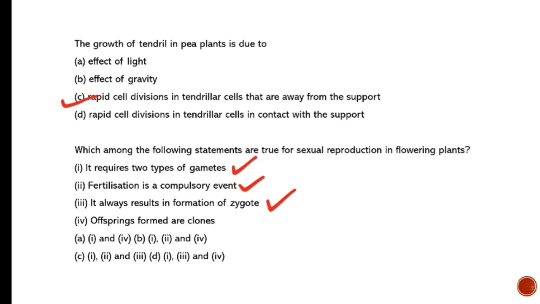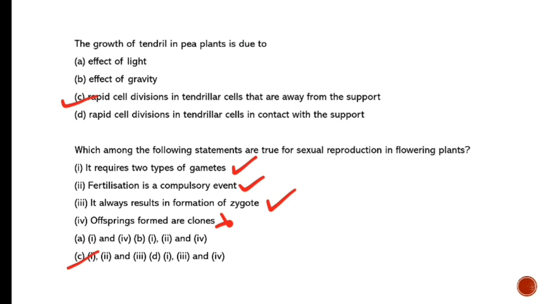But if the pollination is a cross-pollination, then the offsprings are not clones, right? They cannot be clones because variations are present, because the flowers belong to two different plants. So in such case, offsprings formed cannot be clones. So here, this option is the wrong statement. Okay, so the correct option will be 1 and 4, 1, 2 and 4, 1, 2 and 3, 1, 3 and 4. So here the correct option will be 1, 2 and 3. That is the option C.